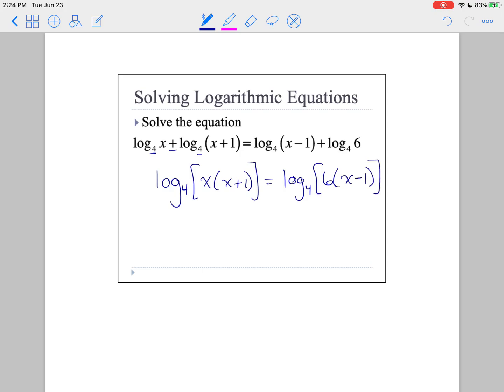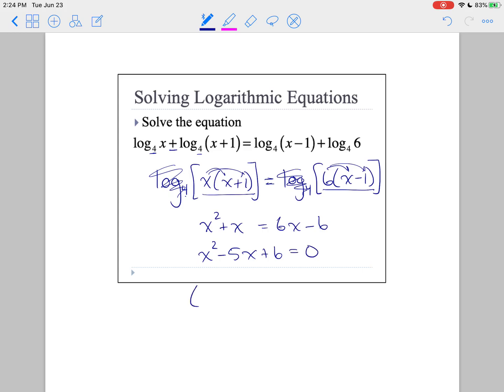Now, we have log base 4 of something and log base 4 of something else. But the equal sign means that these aren't even different. So if the log base 4s match up, we can ignore them and just set x squared plus x, I just distributed, equal to 6x minus 6. Again, I just distributed. So this is looking very quadratic. So I'm going to move everything to one side, and then let's see if we can factor this.